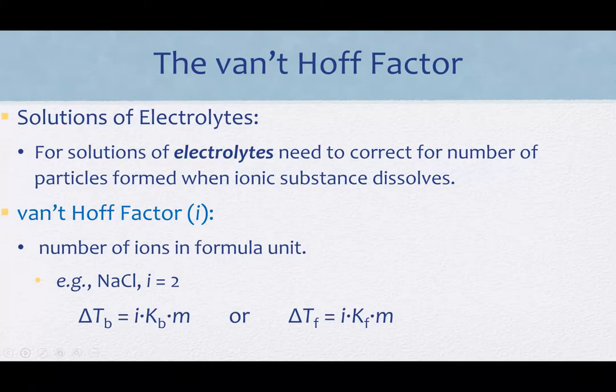Okay. So solutions of electrolytes. For solutions of electrolytes, we need the correct number of particles formed. So the number of ions in the molecule or in the formula unit. And then we see here's our completed formula. So the Van't Hoff factor is a part of this formula. So when you go to calculate change in boiling point, change in freezing point, this is the formula that we'll use, the one with the Van't Hoff factor in there. Okay.